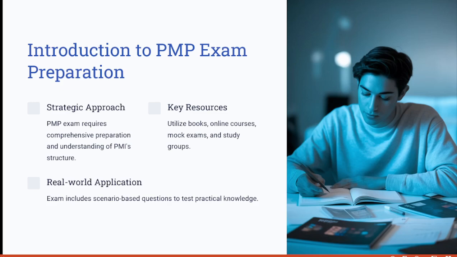The PMP exam must be understood in its context, including the format, domains, and weighting, to focus on high priority topics. And since the exam covers predictive, agile, and hybrid approaches, it's crucial to use diverse learning methods, such as reading official guides, taking the online resources that are available on PMI, and engaging in interactive study groups.